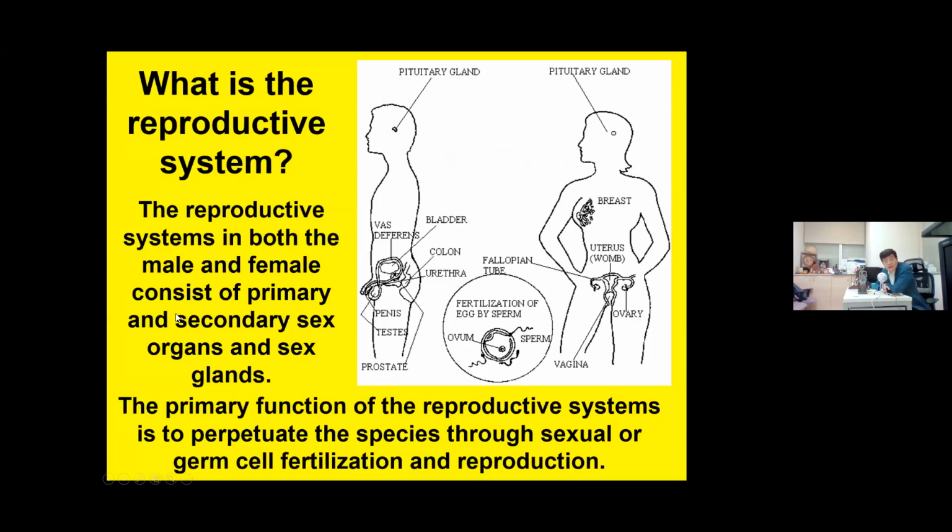So what is the reproductive system? The system includes the primary and secondary sex organs and the sex glands. This is for our next generation, through sexual and germ cell fertilization, and for reproduction. From the brain, there's the pituitary gland, and the female has a uterus, ovary, and the breast. And for the male, we have testes, scrotum, and penis. We will go through this in detail later.